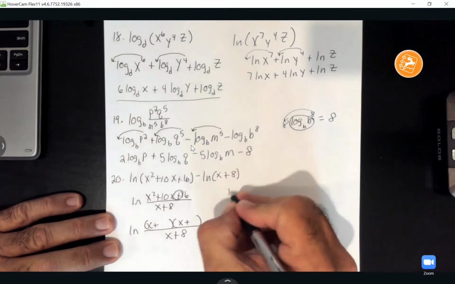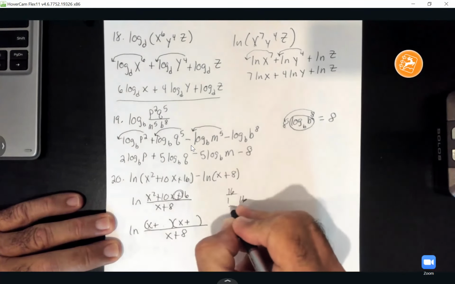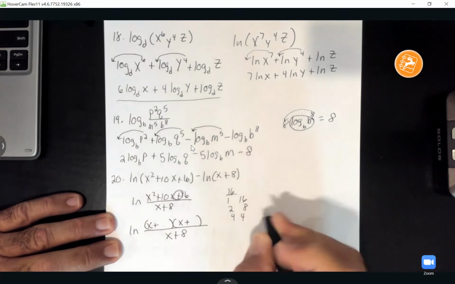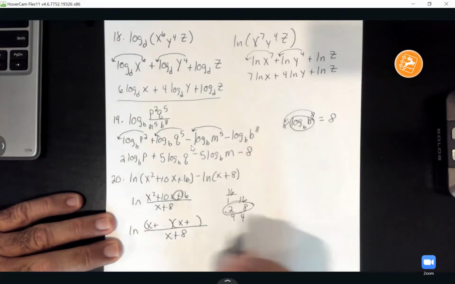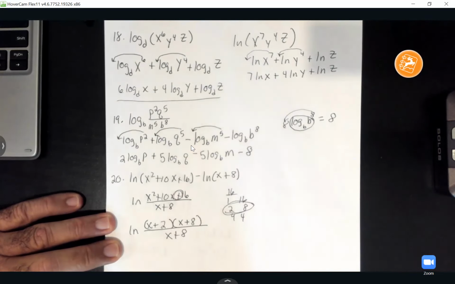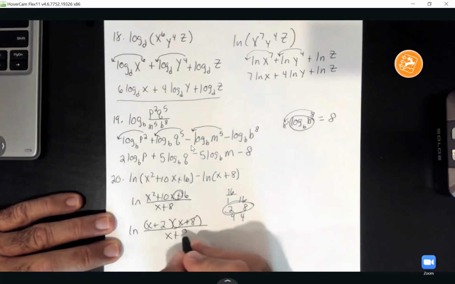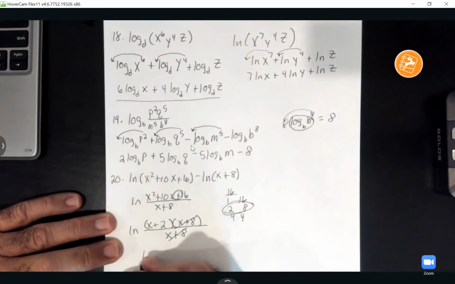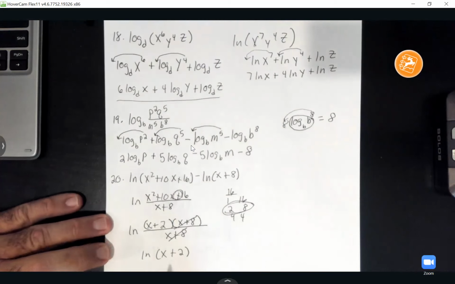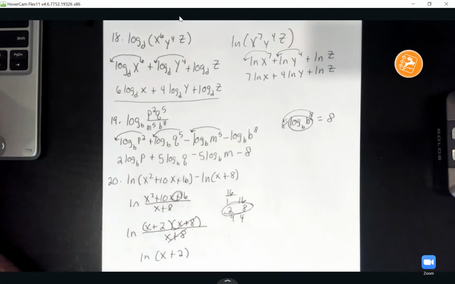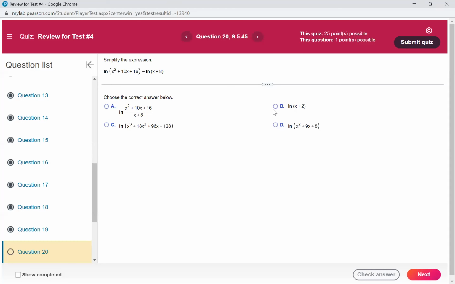So let's see, 16 could be 1 and 16, 2 and 8, and 4 and 4. The ones I need are going to be the 2 and the 8. That way you can come in and cancel the x plus 8s, and I end up with my ln of x plus 2. I think you were right on that, weren't you? Yes. And I'm pretty sure on all of your number 20, it's going to have an answer similar to this.